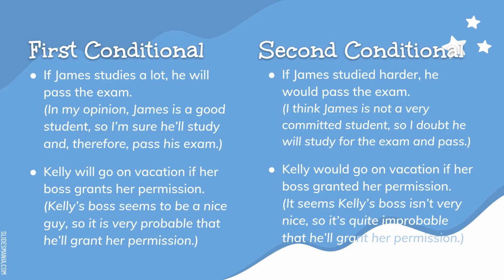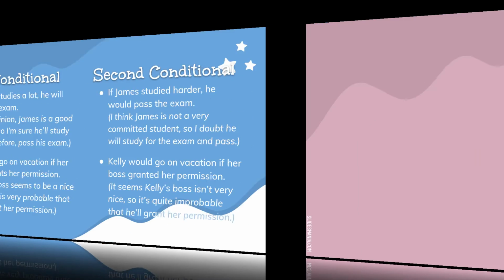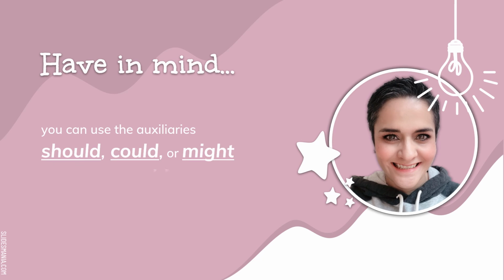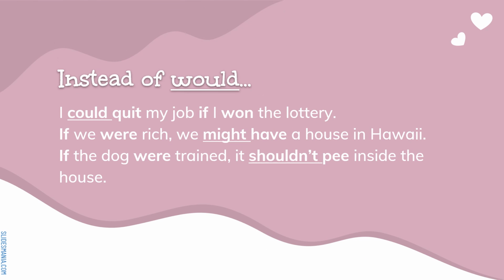What would happen if I expressed it in the second conditional? Kelly would go on vacation if her boss granted her permission. It seems that Kelly's boss isn't very nice, so it's quite improbable that he'll grant her permission. Maybe she'll even get some extra work. Okay? So it depends on my opinion too. Now you need to have in mind that you can use the auxiliaries should, could, or might instead of would. For example, I could quit my job if I won the lottery. I'm using could, but I could also say would.